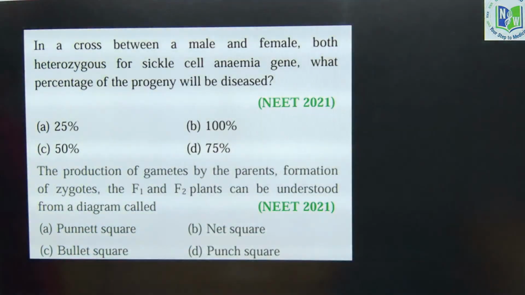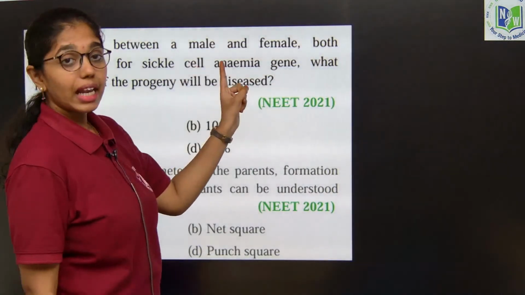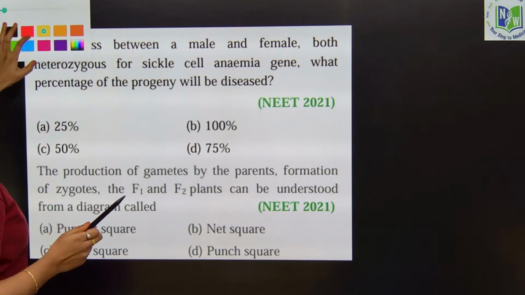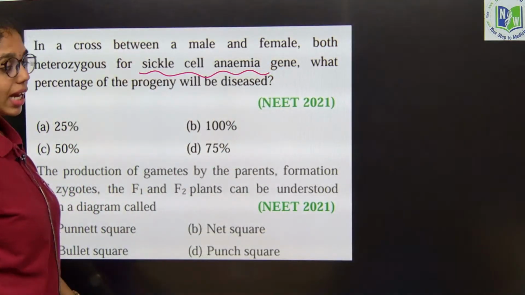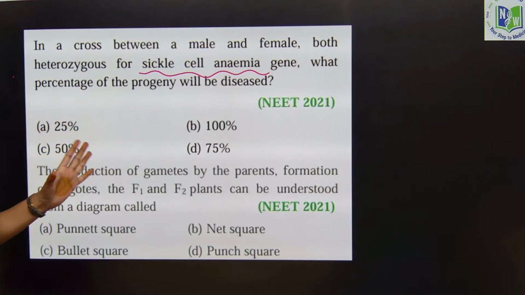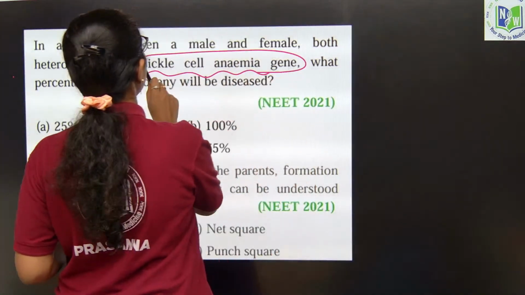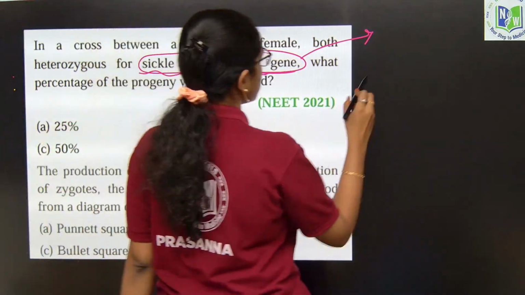This question you look into. In a cross between male and female, both are heterozygous for sickle cell anemia gene. What percentage of progeny will be diseased? Sickle cell anemia is an autosomal recessive disorder. Yes or no? Okay, so this is an autosomal recessive disorder.